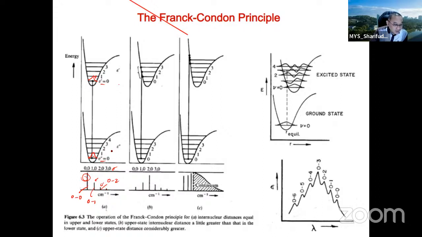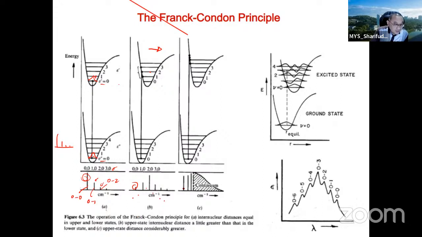So if RE for both excited and ground state is the same or almost the same, then you will see a spectrum that looks like this. But if the excited state is a bit to the right, you will see that the 0, 0 transition will have small overlap, but the 0, 2 transition will have high overlap. So you will see a spectrum looking like this: less intensity, going higher, and then going down again.